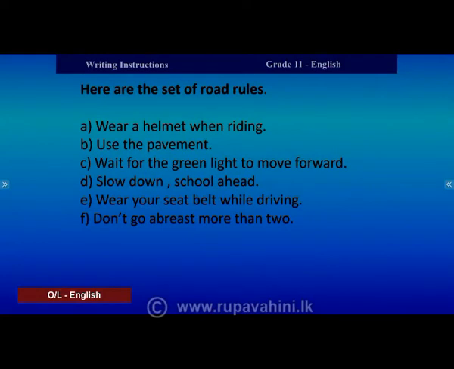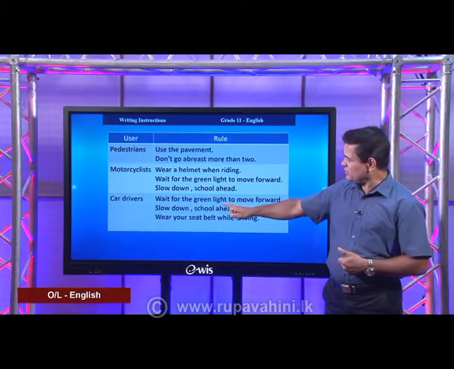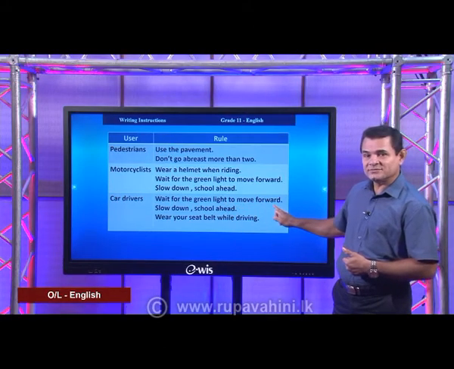Right, then have a look at this. Pedestrians, use the pavement. Then the motorcyclist, wear a helmet when riding. Definitely it should go with the motorcyclist, the riders. And wait for the green light to move forward. Is it only for the motorcyclist? No, it goes with even the car drivers. Here you can see, wait for the green light to move forward.